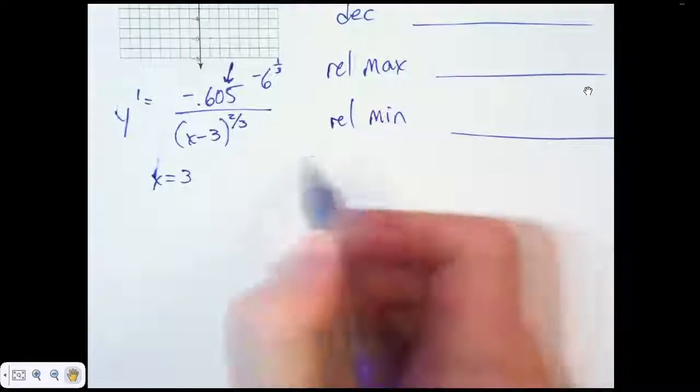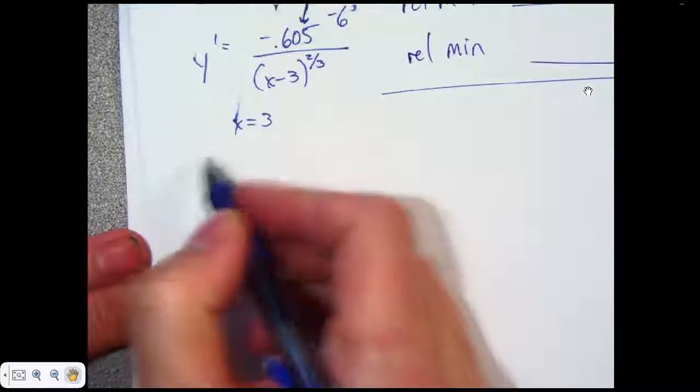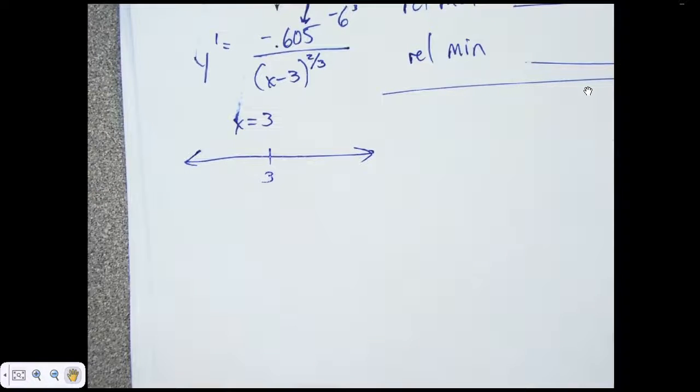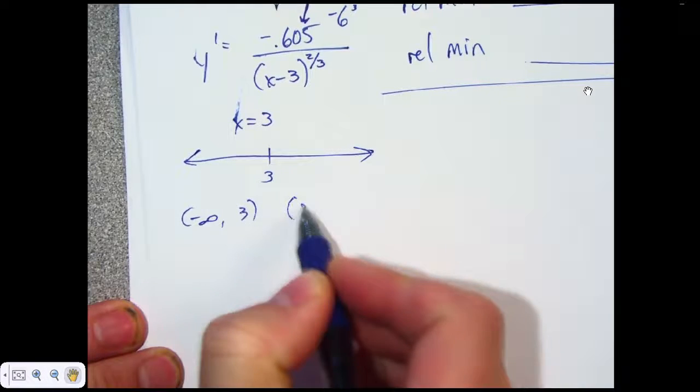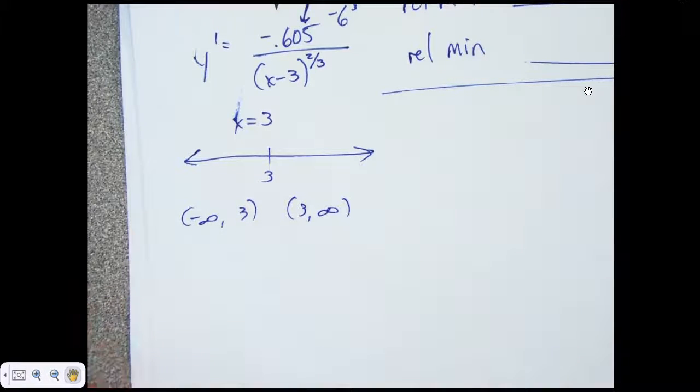Anyway. So x equals 3. That gives me a point to put on my number line. So I'm going from negative infinity to 3.